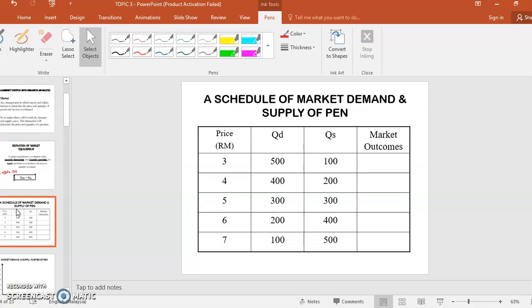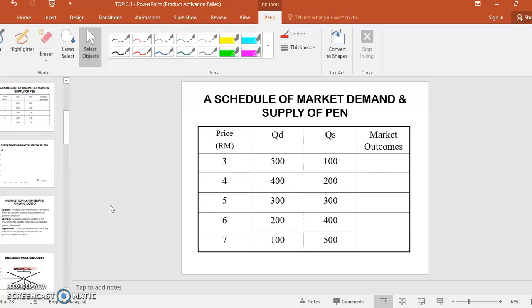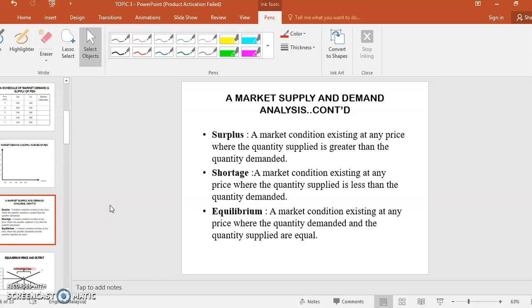Okay, what happens if there is disequilibrium? Equilibrium occurs when quantity demanded equals quantity supplied. What happens if there is disequilibrium? Disequilibrium means when there is shortage or surplus.